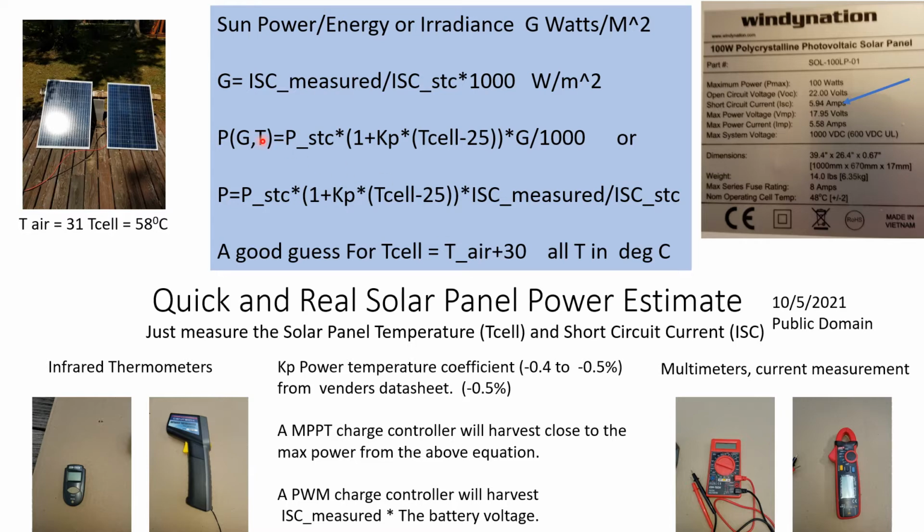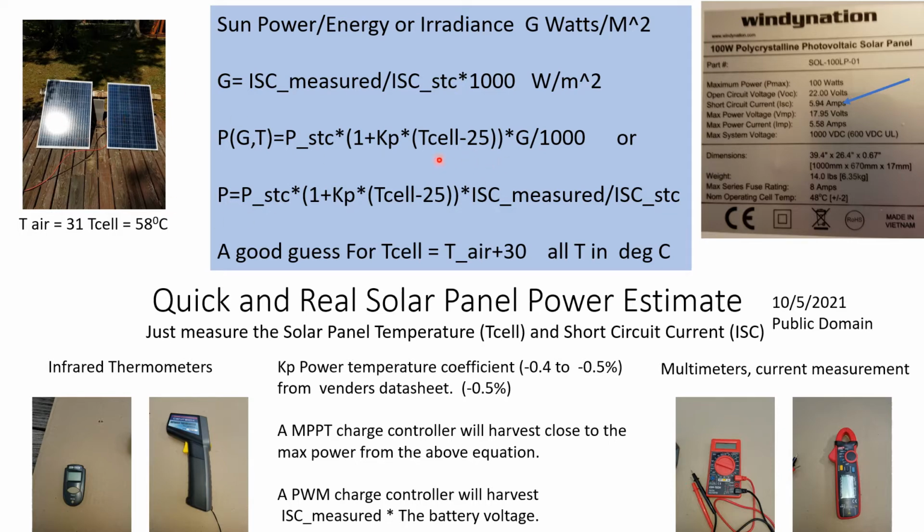And the temperature. There's one piece of data that's not on this back label, and I had to go to the data sheet to get, and that's KP, the power temperature coefficient for my solar panel. By the way, these are pretty nice little solar panels. There are better ones out there, and there are others that are very, very similar. But these are very nice solar panels.